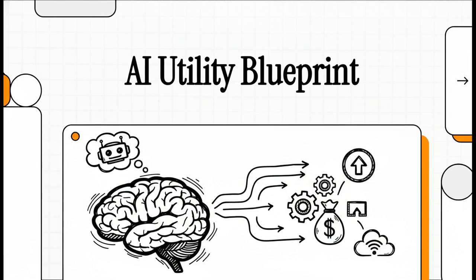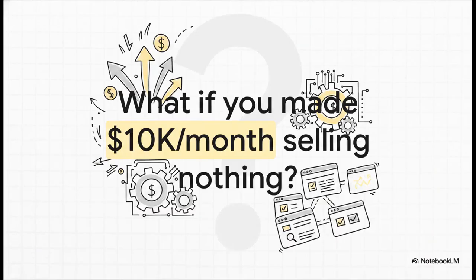Honestly, it's exhausting. But today we're looking at a blueprint that focuses on making serious, passive income by selling absolutely nothing. Yep. You heard that right. This is a model built entirely on free AI-generated utility websites. Now I know, it kind of sounds like a trick question, right? But what if you could actually make $10,000 or even up to $100,000 a month offering a service that is 100% free?